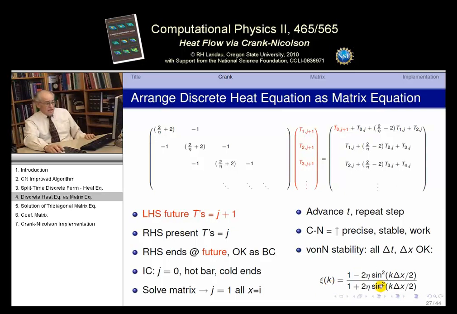It's a good form because eta is a positive number, sine squared is positive definite, and so 1 minus 2 eta times sine squared is always less than 1 plus 2 eta times sine squared, so that the fraction is always less than 1. So the amplitude, regardless of what values you use for delta x or delta t, will always be less than 1. The method's always stable. It always converges. Okay? So it's a very stable method. It's a very good method, but we have a matrix equation to solve.